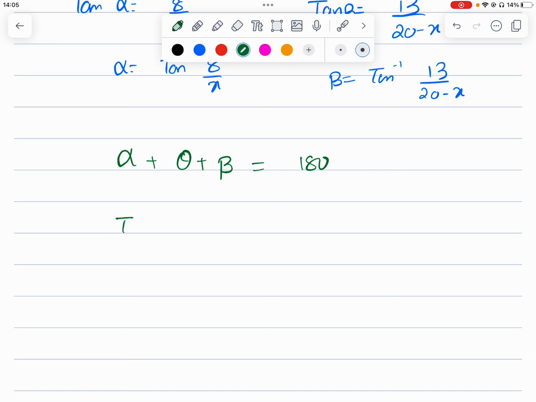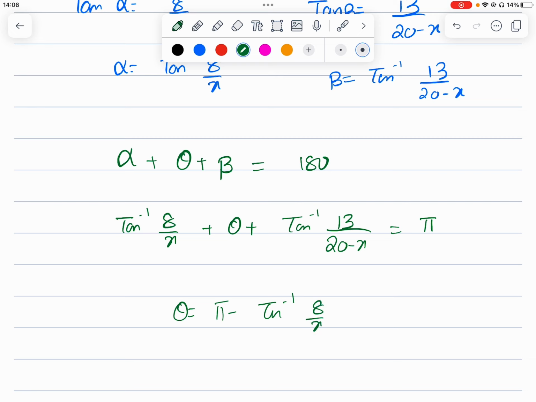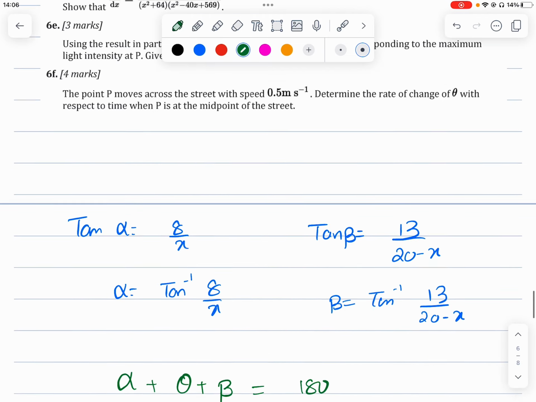So alpha is nothing but tan inverse 8 upon x, plus theta, plus beta, which is tan inverse 13 upon 20 minus x, equals how much? 180, which is pi. So theta equals pi minus tan inverse 8 upon x minus tan inverse 13 upon 20 minus x. So that is the first part, right?